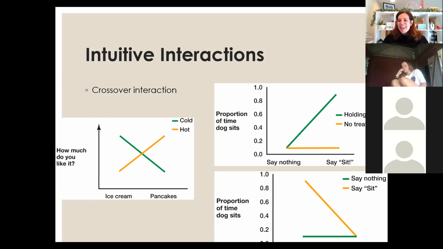So saying sit or saying nothing is also impacted by the presence of the treat. This bottom graph is the same, we're just switching it. You see how we're swapping the independent variables. And that's another beauty of doing a factorial design or crossover interaction, that you are able to swap your independent variables as they relate to the dependent variable. Does that make sense, gang?